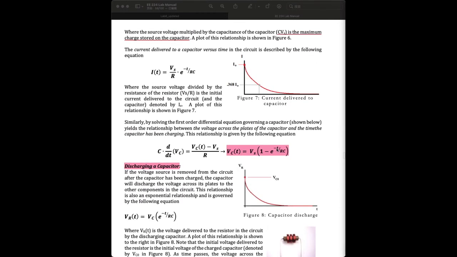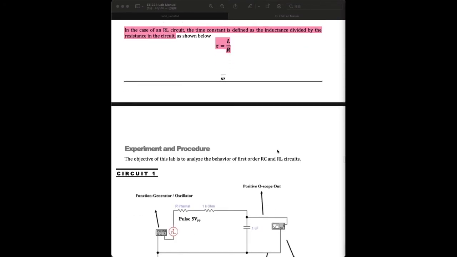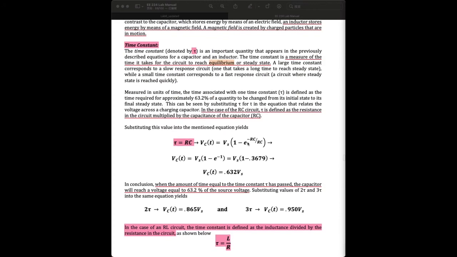So now we have this tau, and if we substitute this into the equation here, we let t equal tau, which is equal to RC, and after the calculation we got this result. This means that when the amount of time equal to the time constant tau has passed, the capacitor will reach a voltage equal to 63.2% of the source voltage.